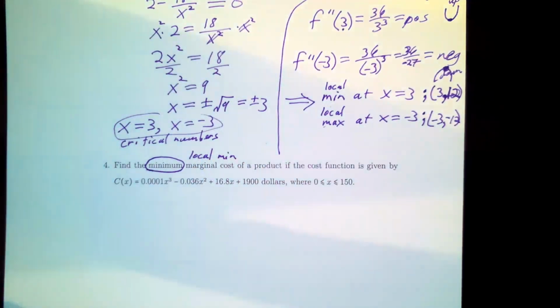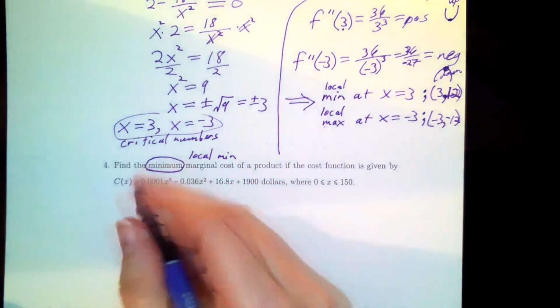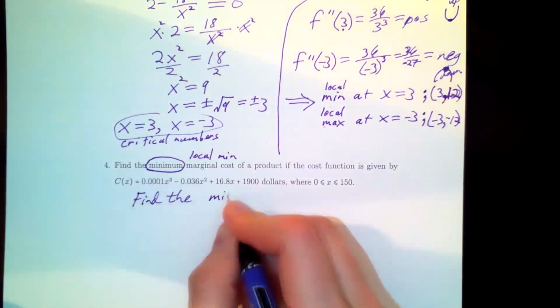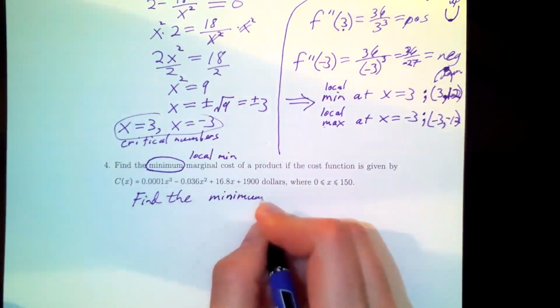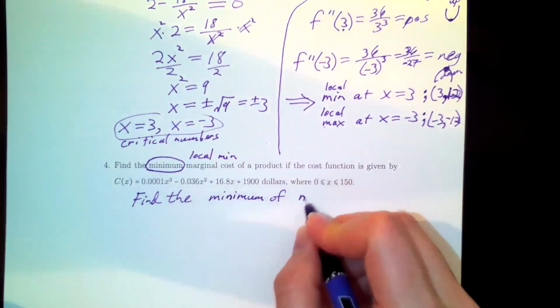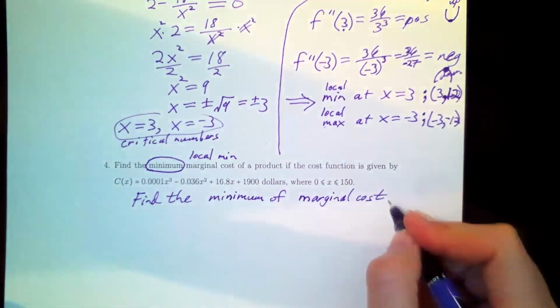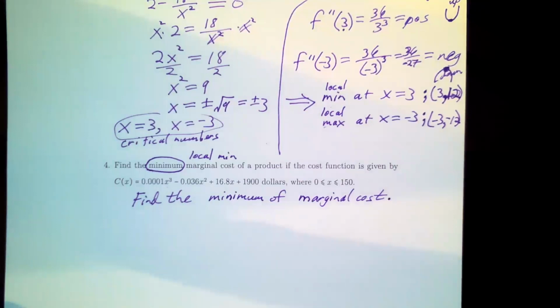Now, let's pay attention to the wording. It says find the minimum marginal cost. That means you're supposed to find the minimum of marginal cost. So my question to you is, do we have the marginal cost function in front of us?